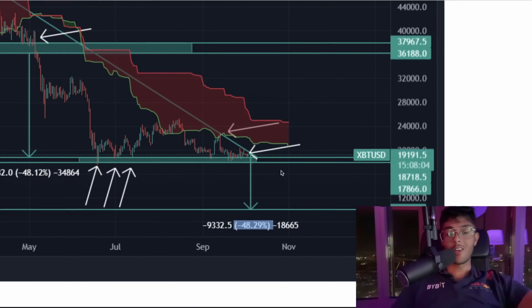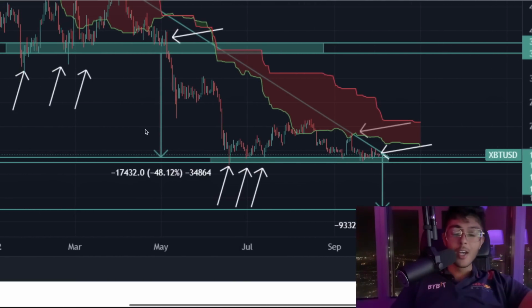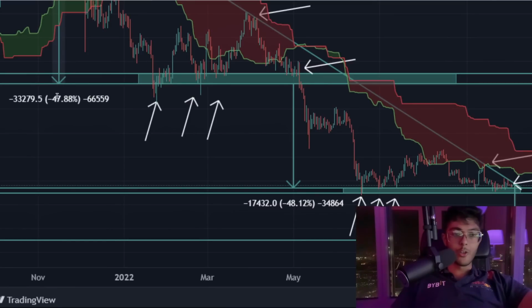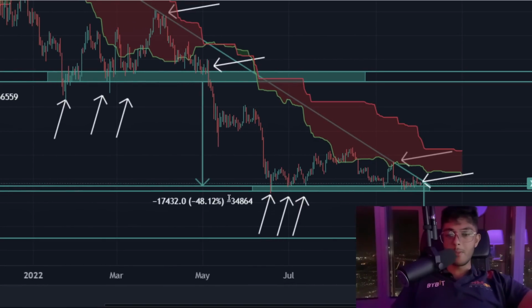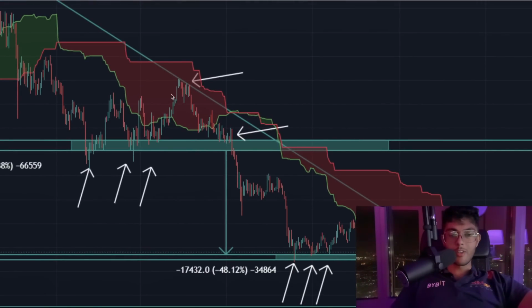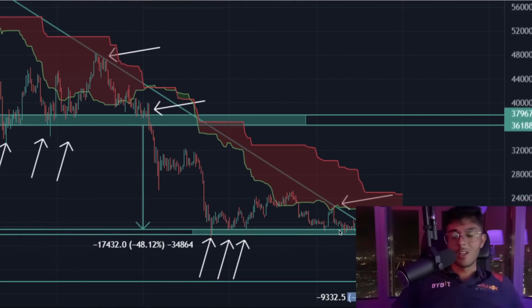Not to say that it's actually going to happen, but you know what, guys? The numbers align really, really well. Minus 48% trading here for 100 days, minus 48% trading here for 100 days. We've got similar factors providing resistance to us. We've got the Ichimoku cloud. We've got the trend line. It all lines up, really.